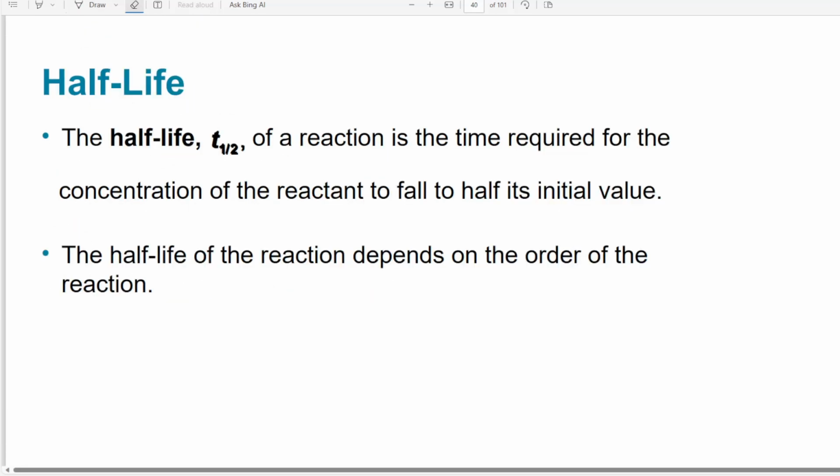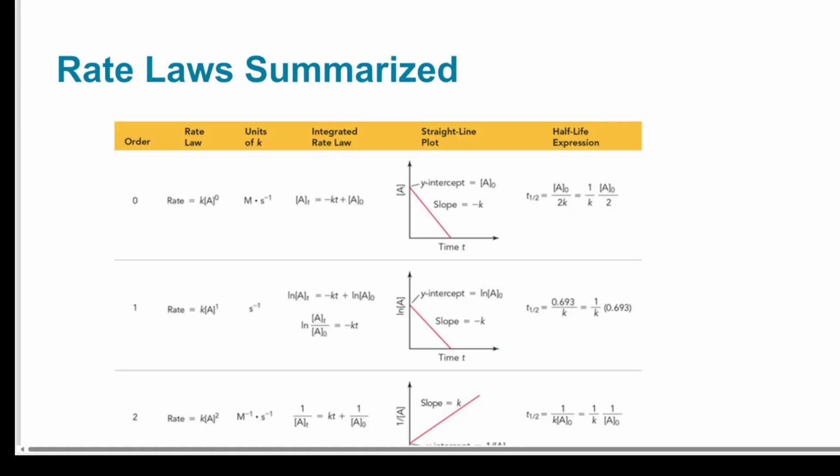The half-life for a reaction, which is notated as t to the 1/2, is the time required for the concentration of the reactant to fall to half of its initial value. The half-life of the reaction is going to depend on the order of the reaction, because we can derive a different half-life equation depending on the reaction order. Here we see a summary of the rate laws.